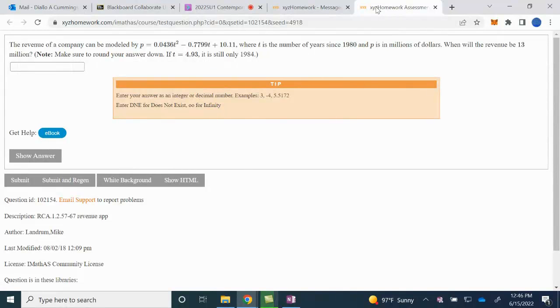In this question, we're given that the revenue of a company can be modeled by the following equation. P is equal to 0.0436 t squared minus 0.7799 t plus 10.11, where t is a number of years since 1980 and P is in millions of dollars. When will the revenue be 13 million? Note, make sure we round our answers down.